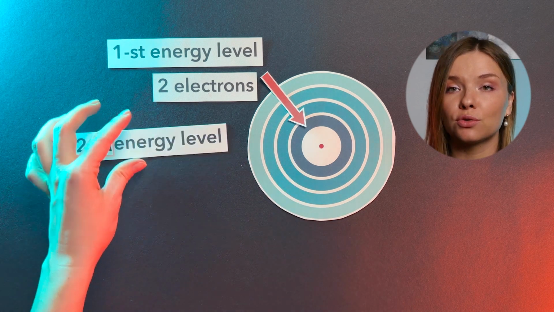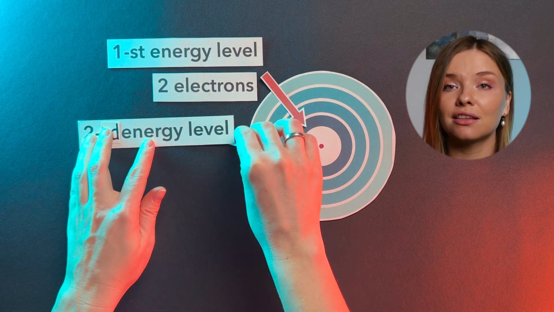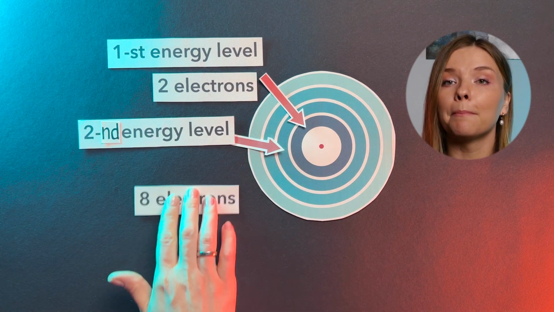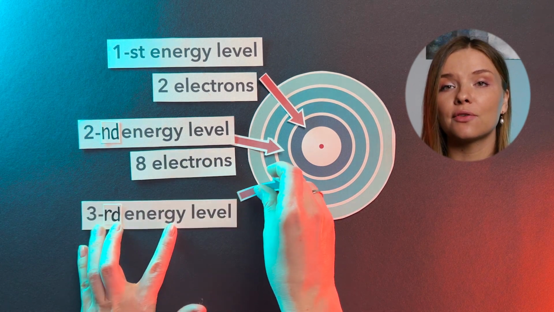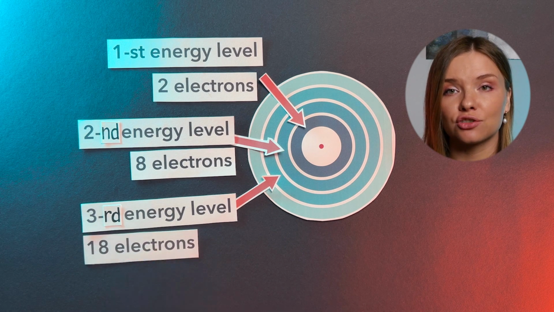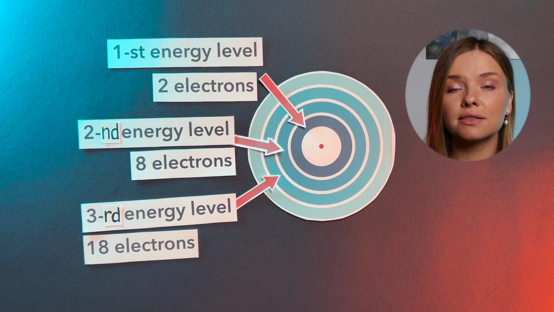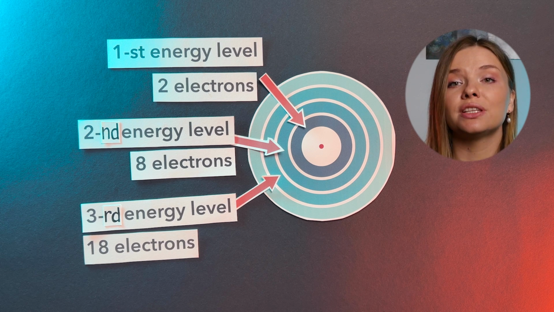If there are more than 2 electrons, they occupy the second energy level, which can hold a maximum of 8 electrons. Then comes the third energy level, which can accommodate 18 electrons. The fourth energy level can hold 32 electrons, and the number of electrons continues to increase beyond that. However, it's enough to remember the capacity of the energy levels up to the third level. Let's break this down with 3 examples.